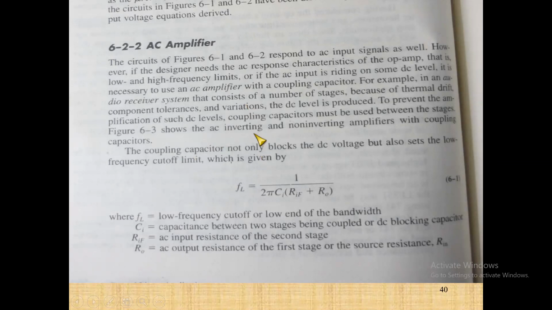But because of the coupling capacitor, we will have the limitation of the low frequency cutoff limit, which will turn out to be FL is equal to 1 by 2 pi Ci (RIF plus R0). So this is the standard value. This formula has to be remembered.